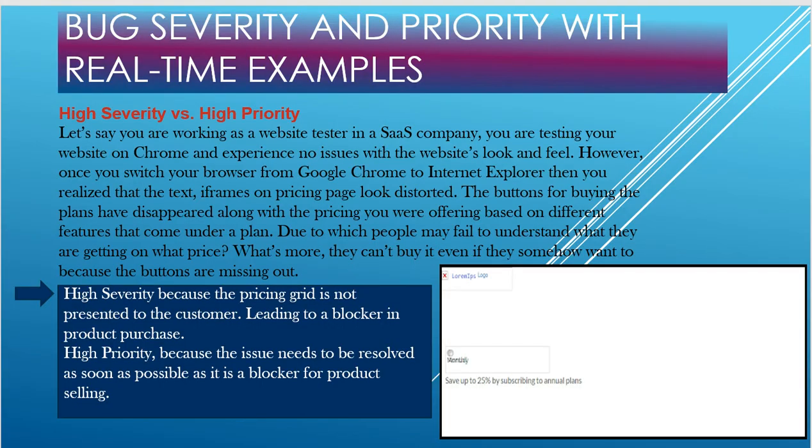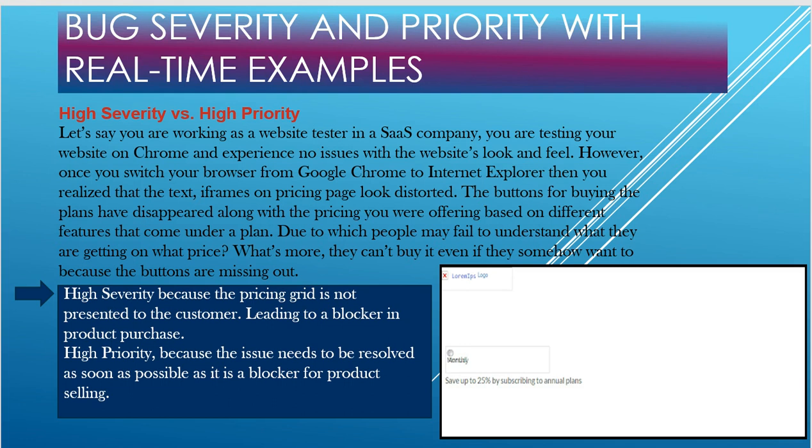So let's see some real-time examples to understand bug severity and priority. High severity versus high priority bugs. Let's say you're working as a website tester in a SaaS company. You are testing a website on Chrome and experience no issues with the website look and feel. However, you switch your browser from Chrome to Internet Explorer. Then you realize that the time frames on the pricing page look distorted.